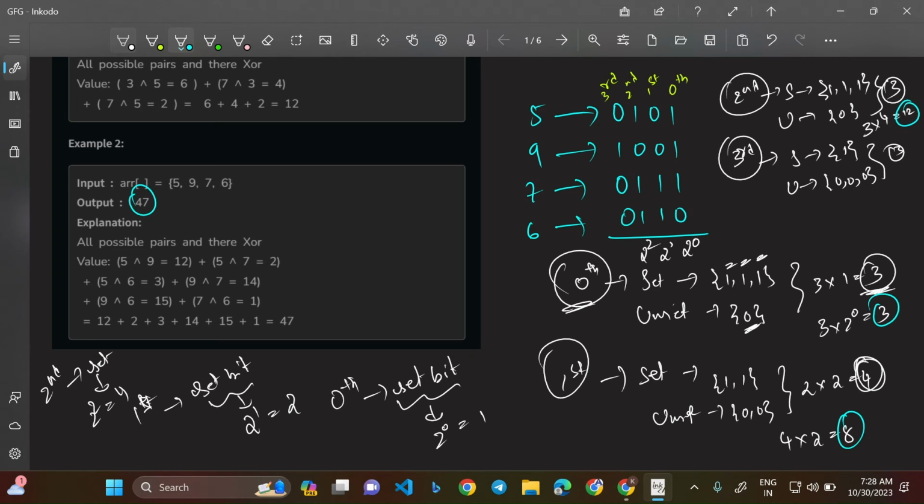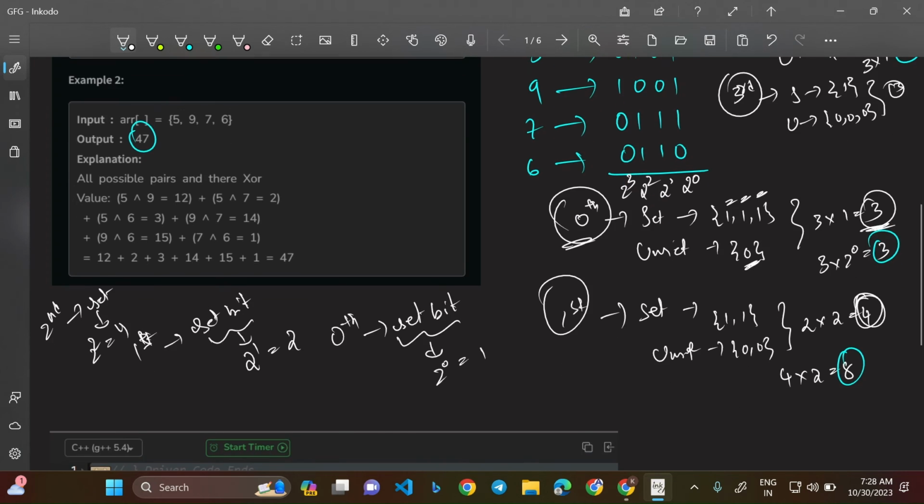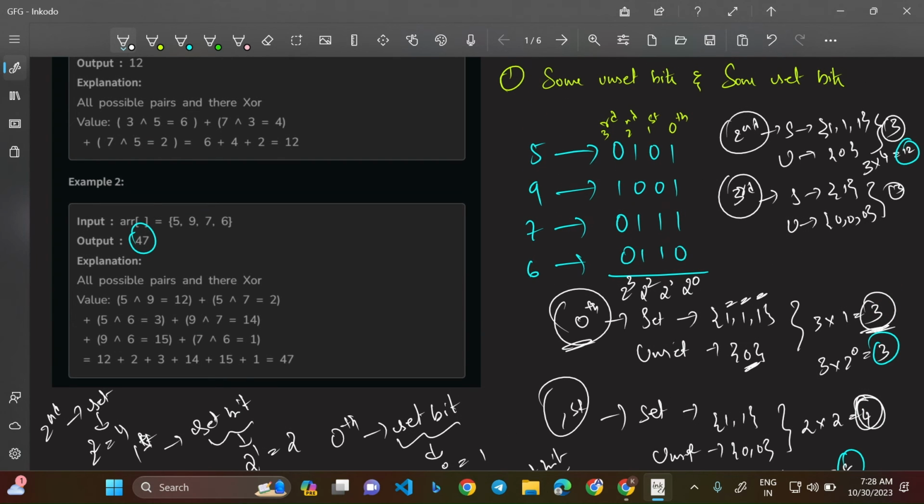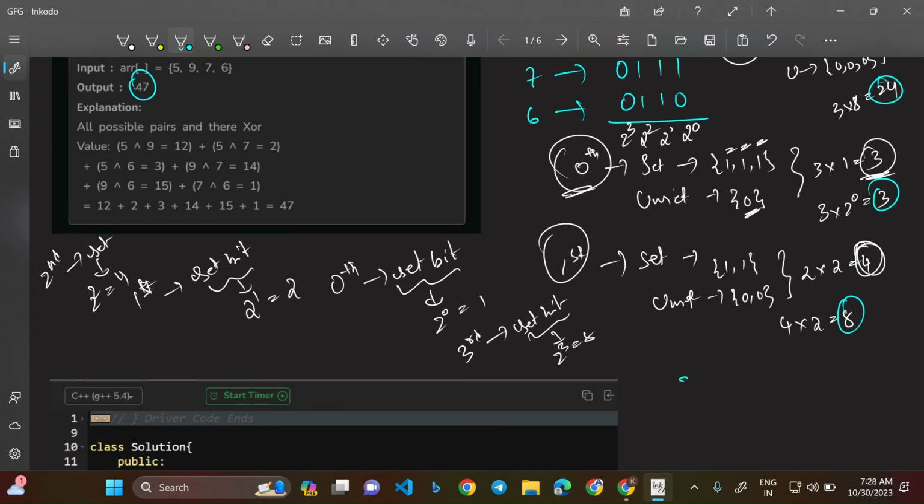And now coming to the third column, that is 2 cube. When I say at third column I mean a set bit at the third column, and if it's a set bit, that is 2 power 3, that is equal to 8. So how many pairs are possible? 3. So 3 into 8, that is equal to 24. So what is the sum that we have got? 24.